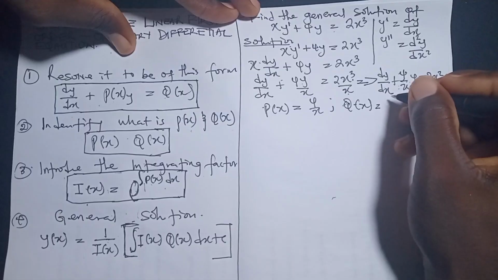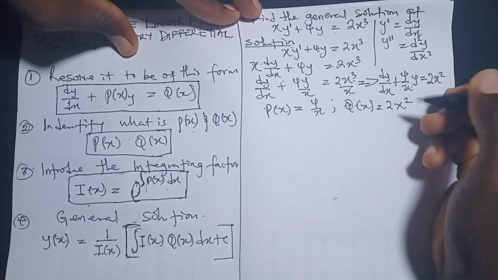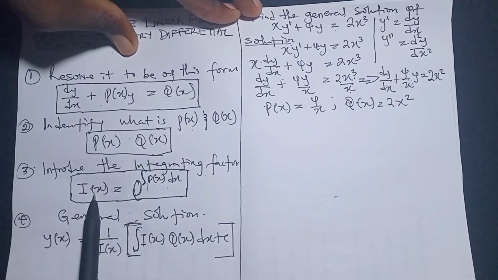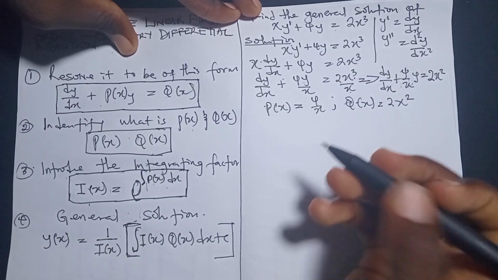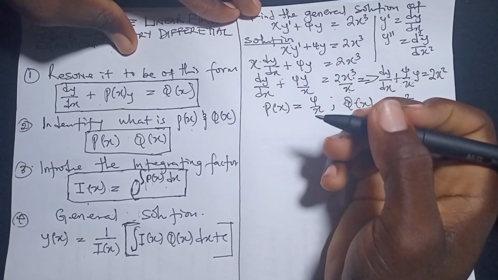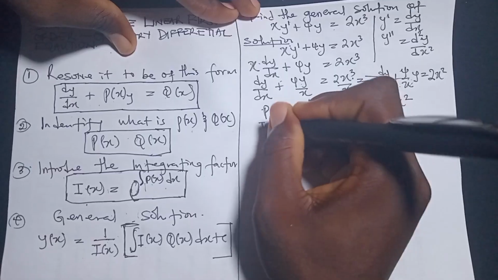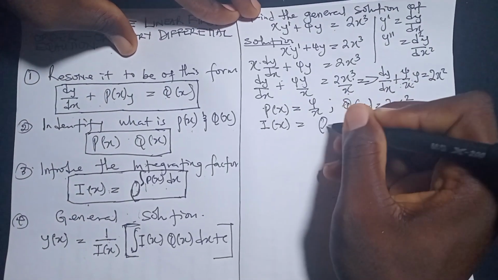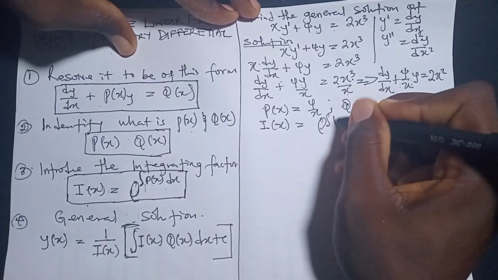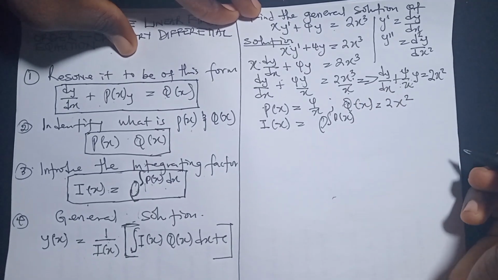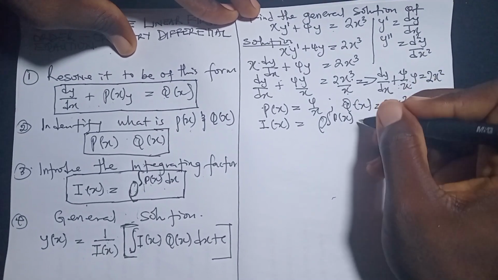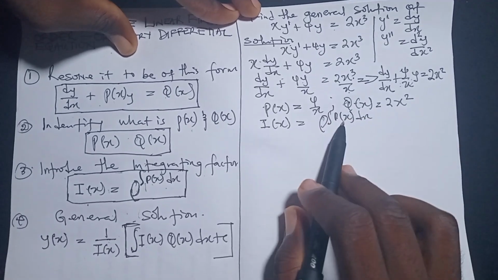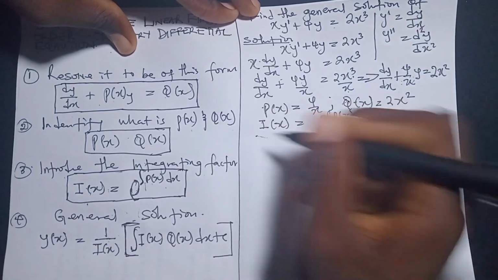Is equal to 2x squared. Now the next step, say we have to introduce what? The integrating factor. Introducing the integrating factor, I of x equal to exponential integral of p of x dx.